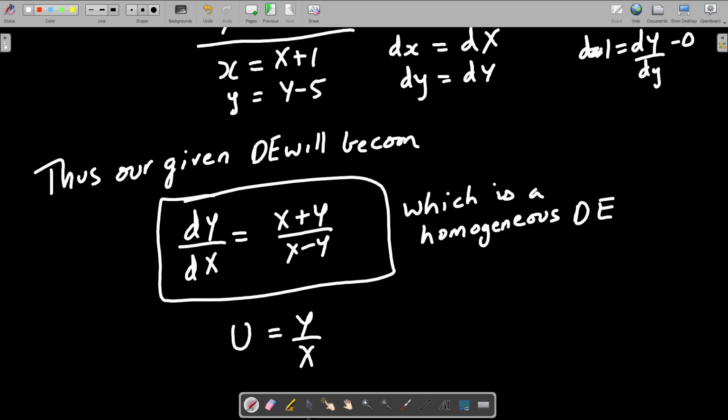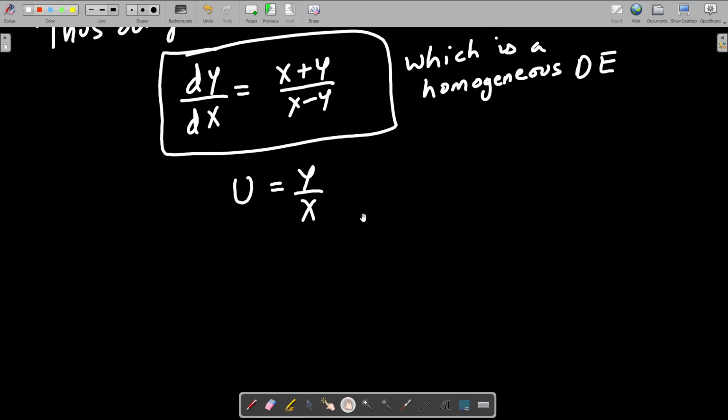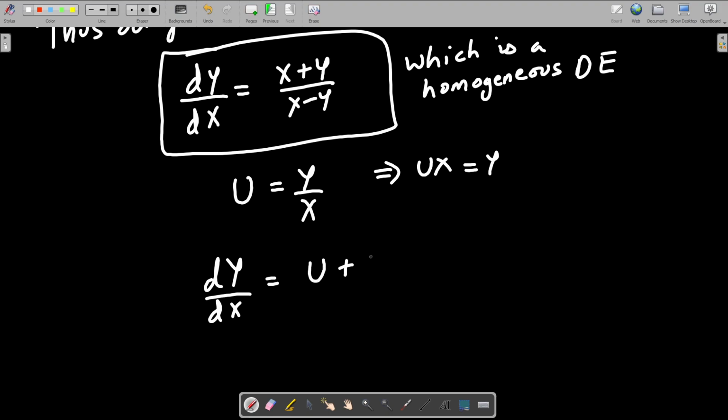We put U as y by x, so this is the same as writing ux = y. Taking derivatives on both sides, dy/dx will become u + x du/dx. Same thing I had written in small alphabet, I have written in capital alphabet. Nothing has changed.